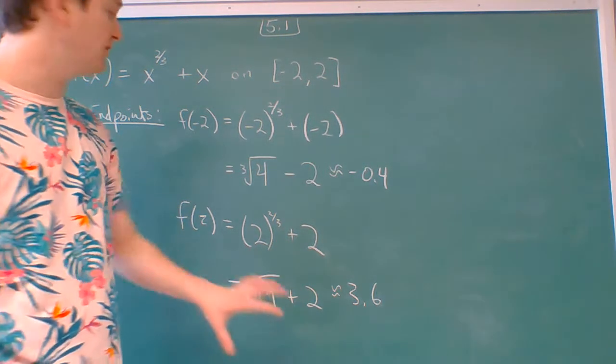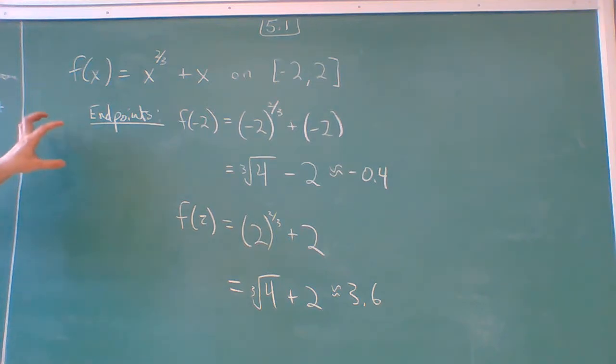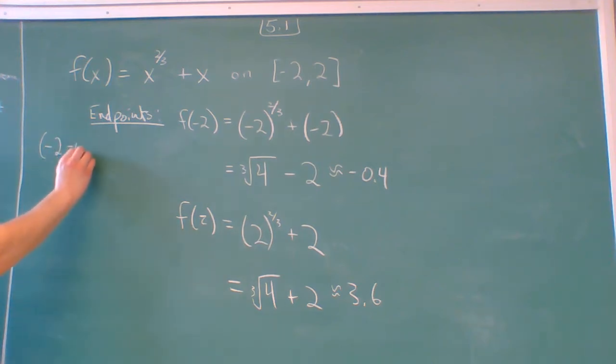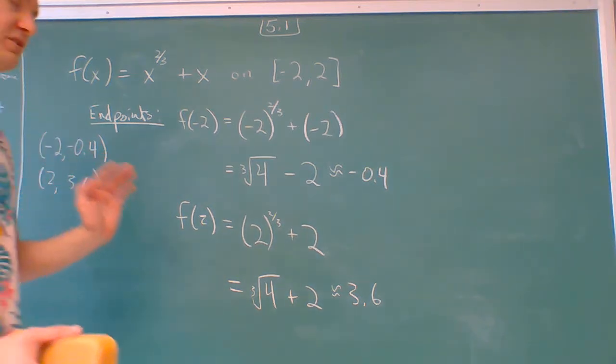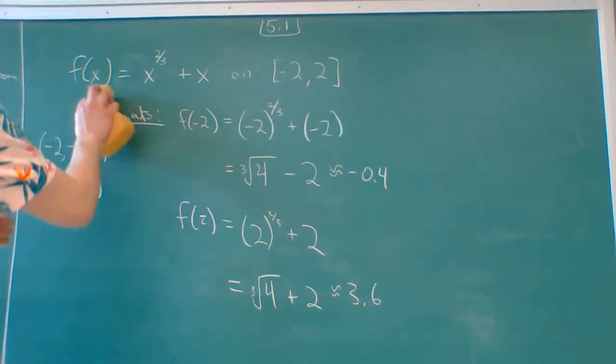Now, since this took up a lot of room, I'm going to write our endpoints over here. Negative 2, comma, negative 0.4, and 2, comma, 3.6. That's all we have to do for our endpoints. Just find out what the y value is at the endpoint, write them down. We're going to compare them to the other potential extreme values later.